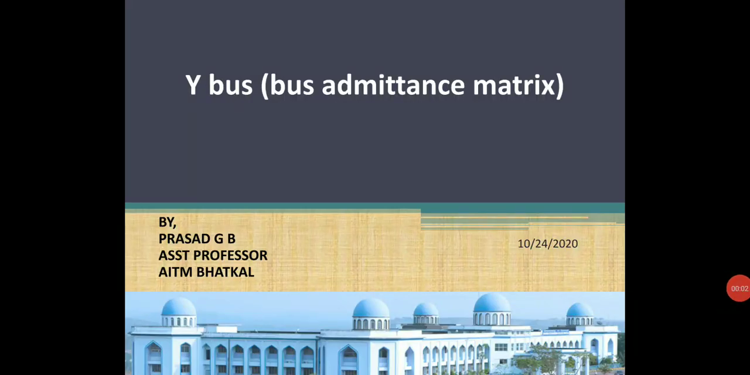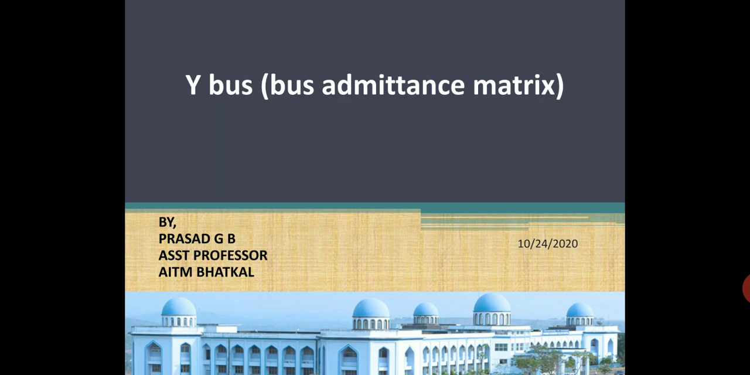Dear students, today we are going to see YBus, that is bus admittance matrix. In the previous classes, we have seen regarding incidence matrix, primitive matrix, many things. So today we are going to see what is bus admittance matrix.